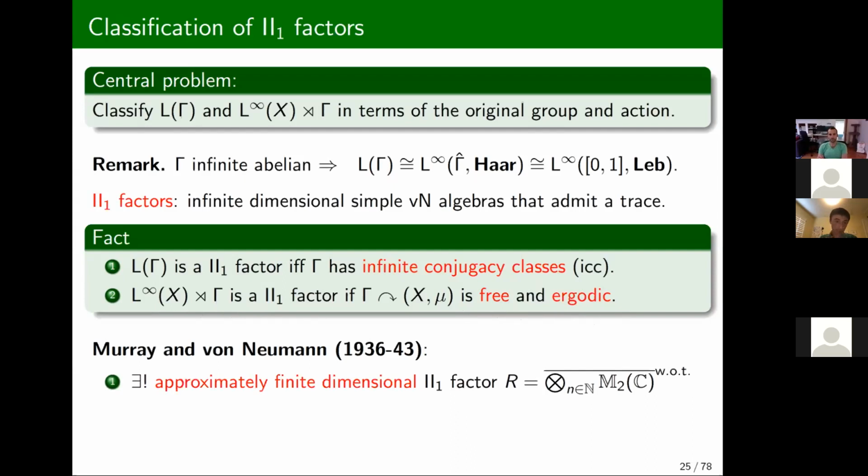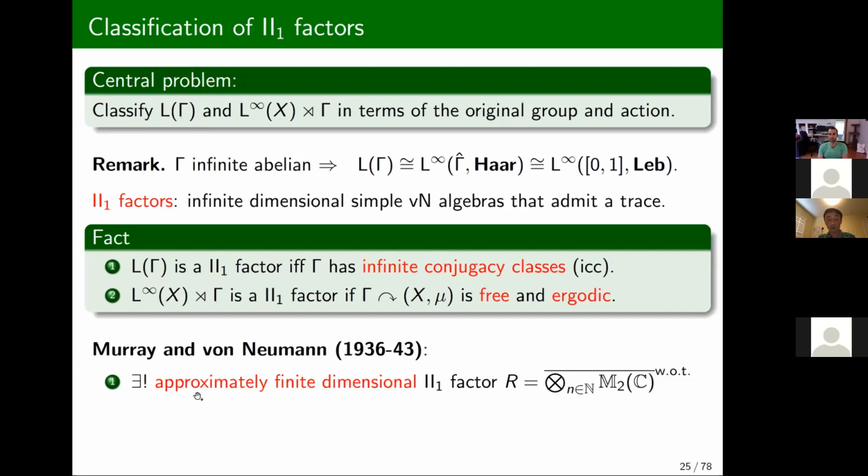All right, so from now on, because of this fact, for L(Gamma), all the groups that I'll consider will be ICC. So the classification problem that I mentioned here, at least regarding L(Gamma), goes back to the original work of Murray and von Neumann, who were able to prove a series of interesting facts. They proved, for instance, that there exists a unique approximately finite dimensional II_1 factor, which they denoted by R.